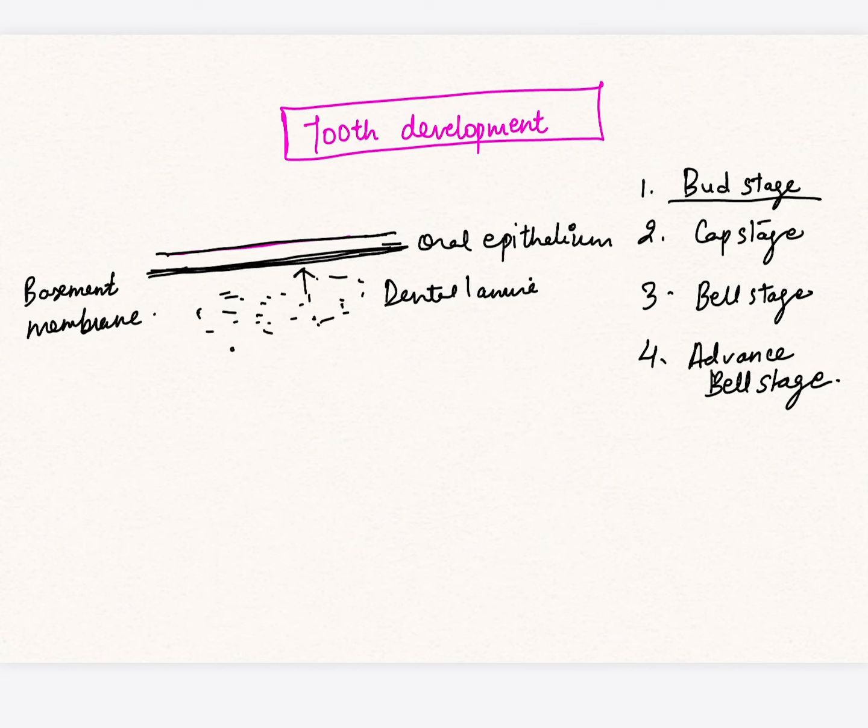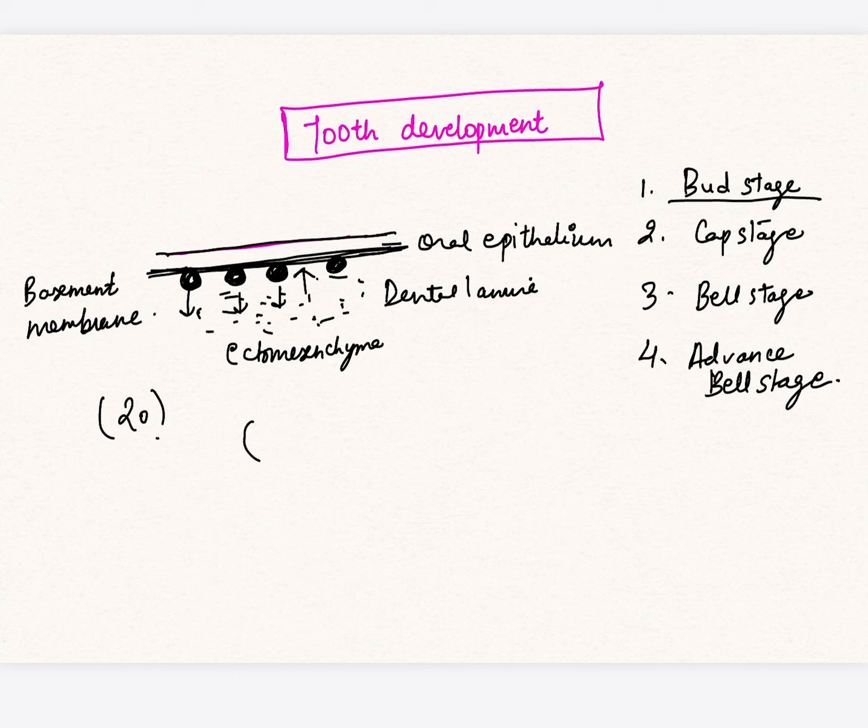So this ectomesenchyme stimulates oral epithelium to form a bud-like shape in the oral epithelium. These are 20 in number in case of children. So these bud-like shapes in future form the 20 teeth, that is milk teeth. So it forms the bud-like structure in oral epithelium. So the first stage is bud stage.